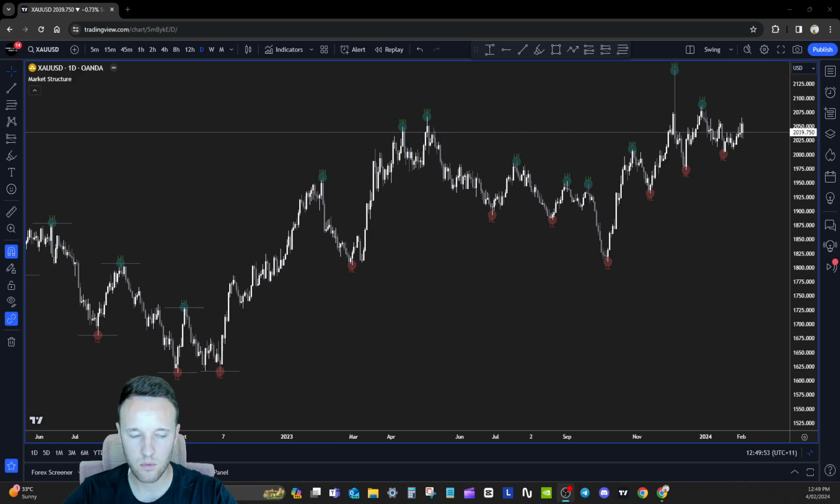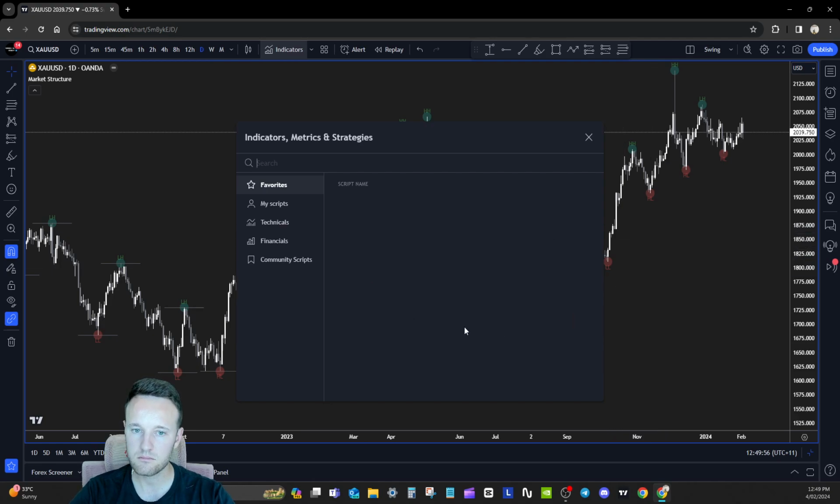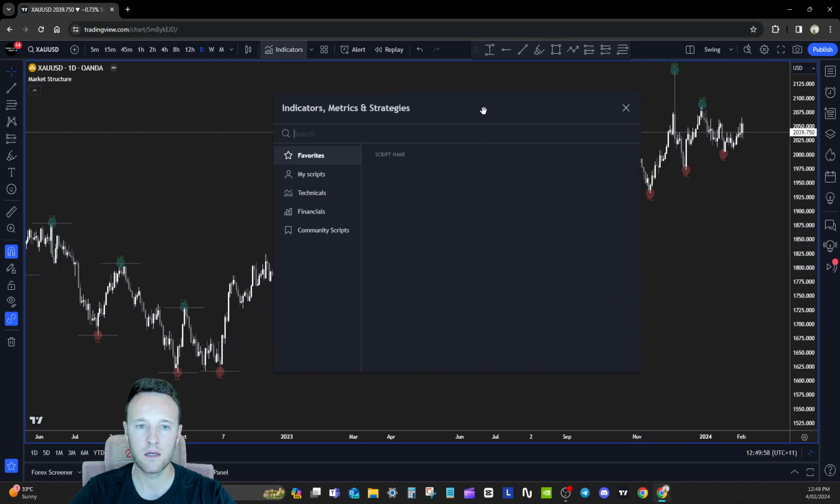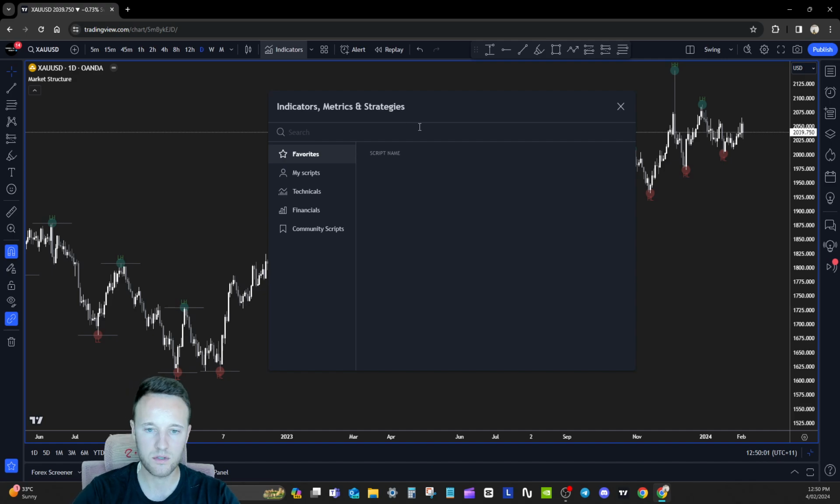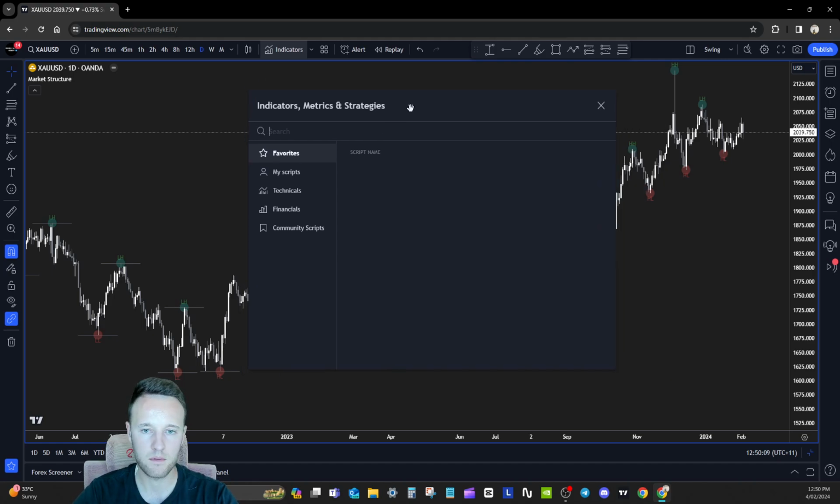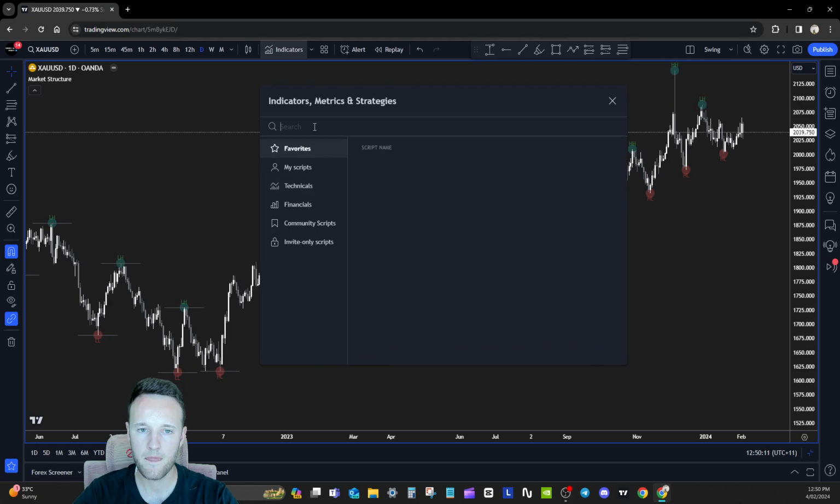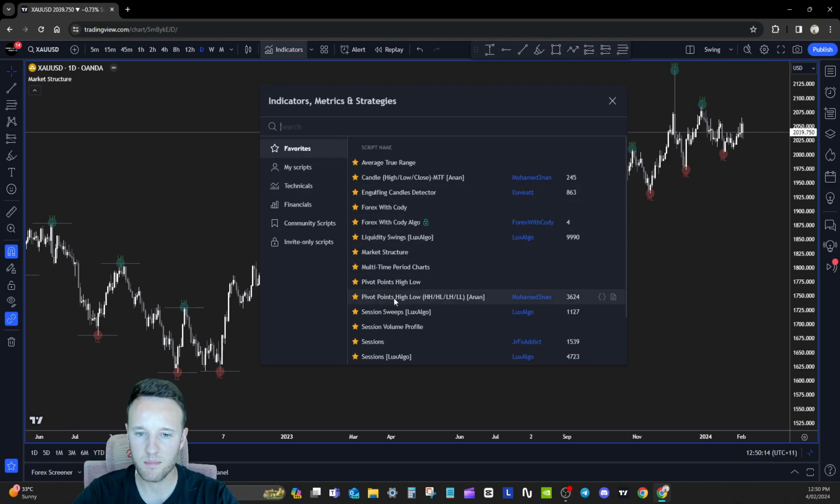All right, so first of all, if you go to your indicator section, you're going to want to type in, let me just wait for this to load, my computer's being a little bit slow right now. Okay, it is called Pivot Points High Low, HH, HL, LH, LL by Mohammed Anand. So type this exact name in, Pivot Points High Low by Anand, and then add that to your charts.